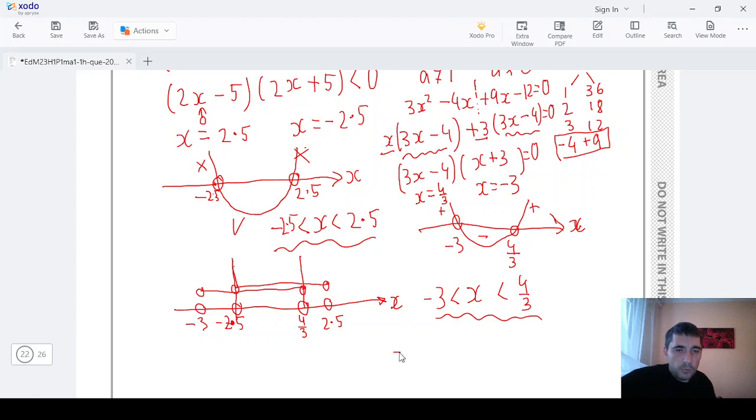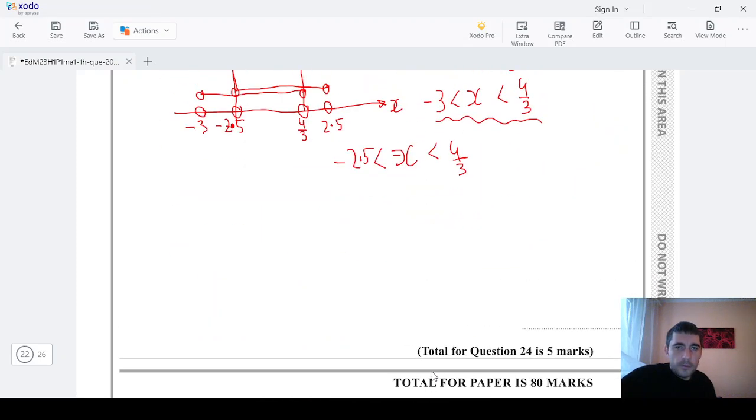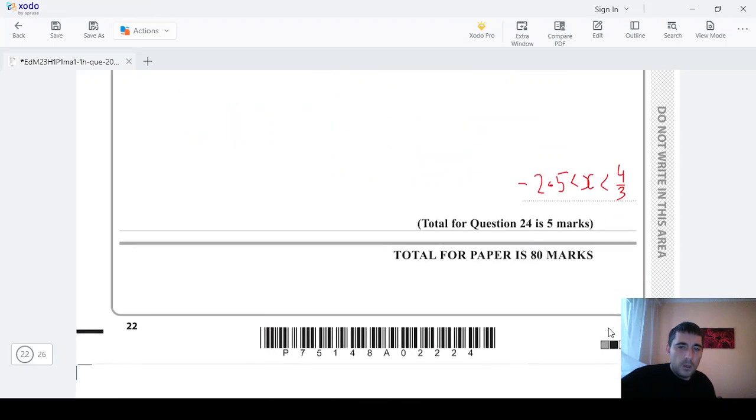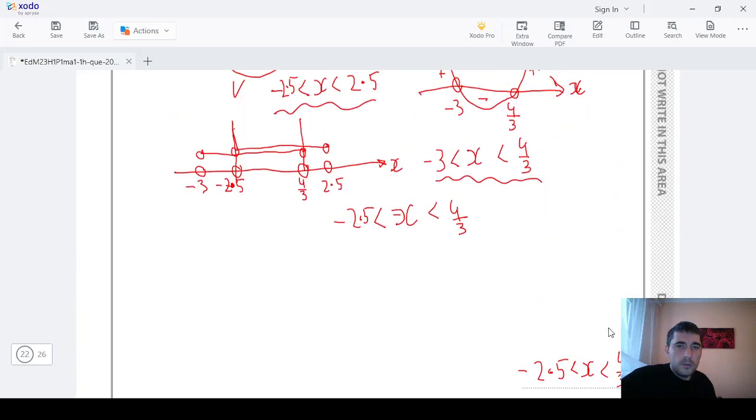So the final answer would be x must be between -2.5 and 4/3 after we merge both of them. So the final answer will be -2.5 less than x less than 4/3, and that would be your final marks.